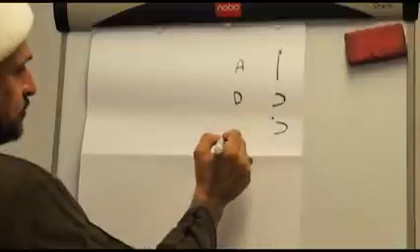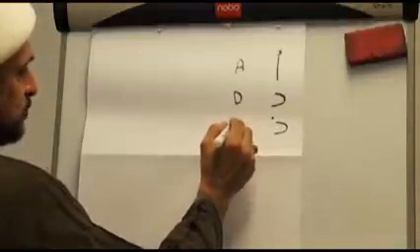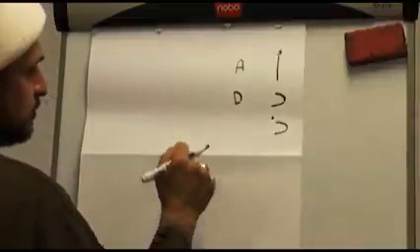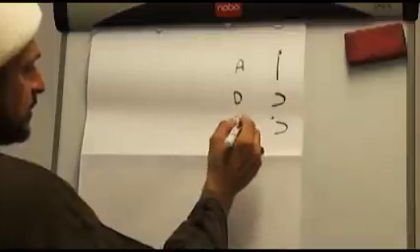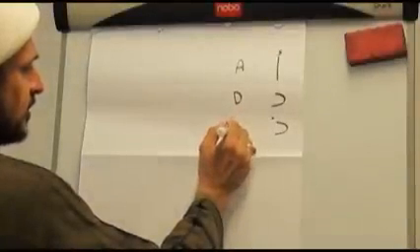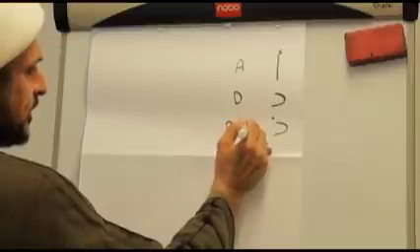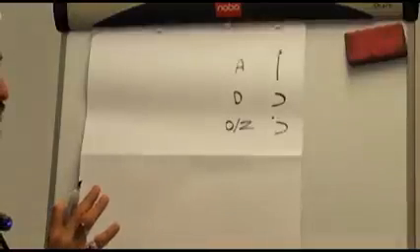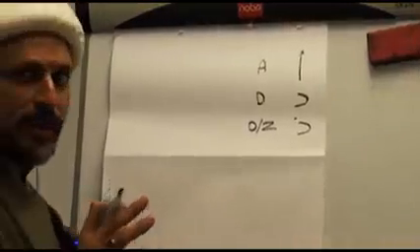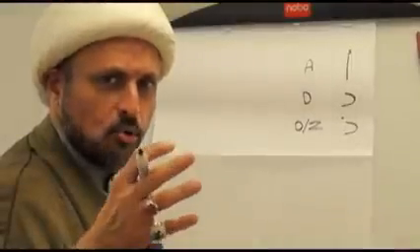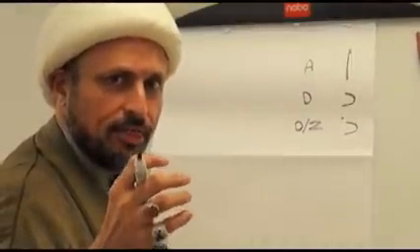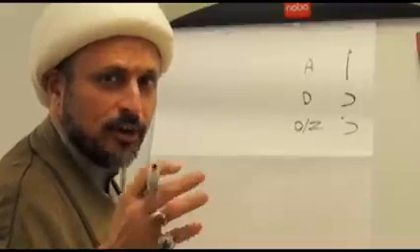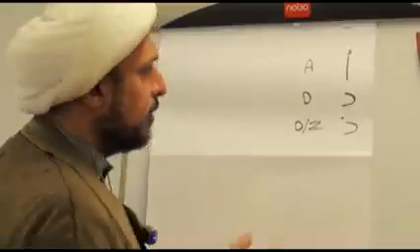And then we have Dhal, for which I don't have any English parallel, and I'm not going to go into phonetic language because that's a bit complicated for beginners. But it is between D and Z. You make a mixture of D and Z. It's not Z, it's not D, it's somewhere when you mix it, it's Dhal.